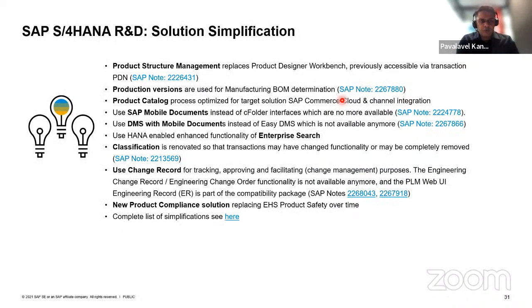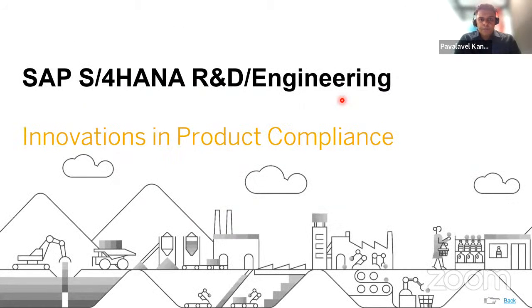Okay, so this contains mostly notes about the solution simplifications which have happened in the multiple versions. Then I'll just move to product complaints.